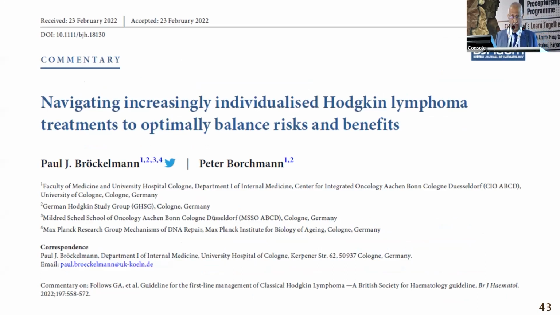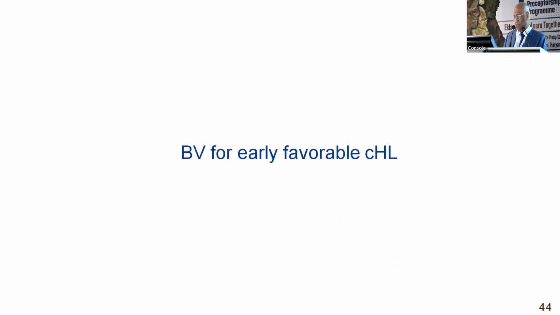And this is a very, very nice recent article from the German group. He's going to be one of our speakers in Mumbai in the next coming meeting. He has spent almost 20 years researching Hodgkin lymphoma, and you should read this article about navigating increasingly individualized Hodgkin lymphoma. When a resident treats a disease, you do the protocol, but when the boss comes, he modifies it because each patient is different from the other patient. This article gives you those cases.